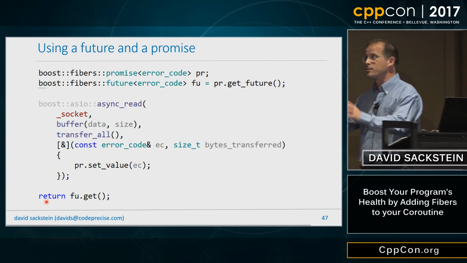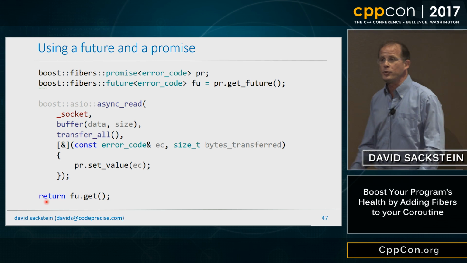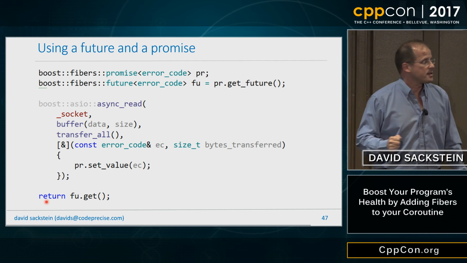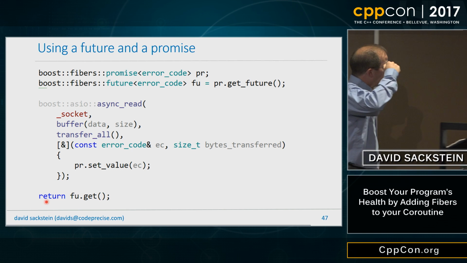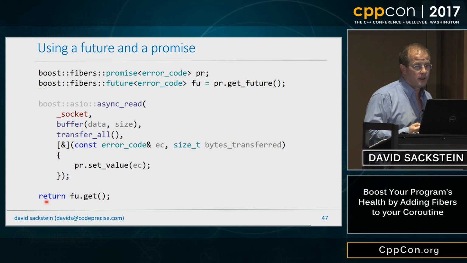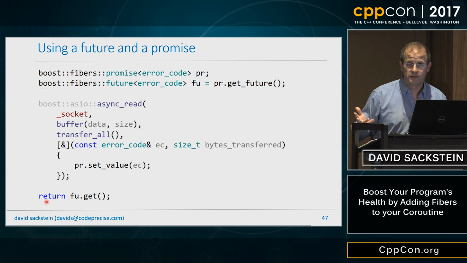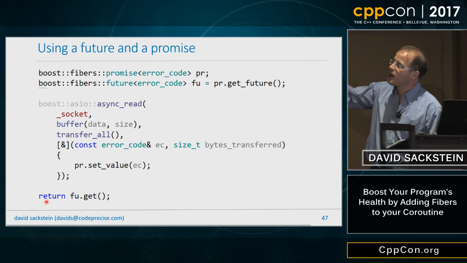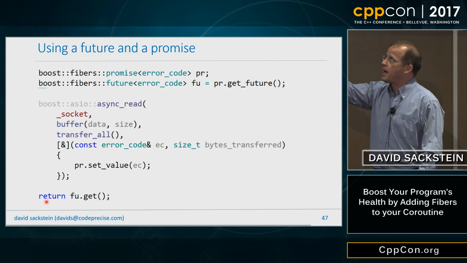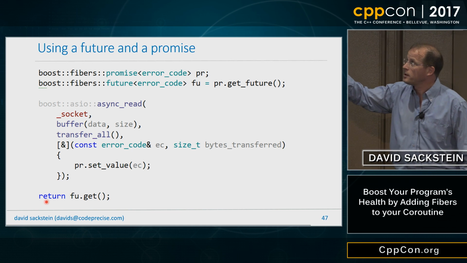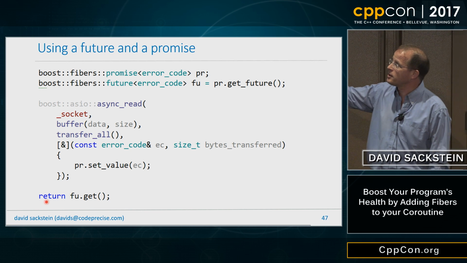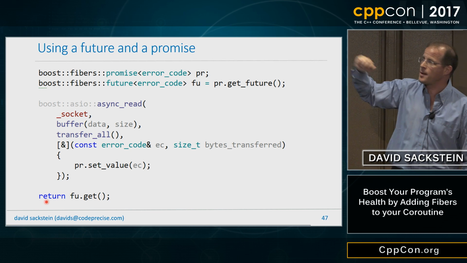And here again, and this is really what I wanted to come to, is how you can use futures and promises. Here is an example of an asynchronous call to Boost.Asio, which would look like a blocking call. Here you have a promise of an error code, and from that promise I create a future. And then in the callback to my read function, I set the value. I could also set the exception of that promise.